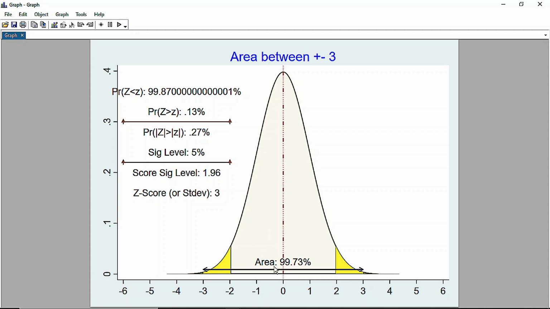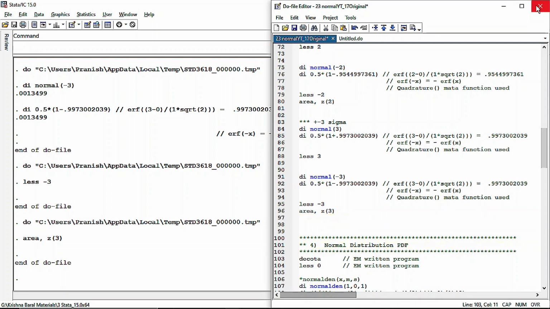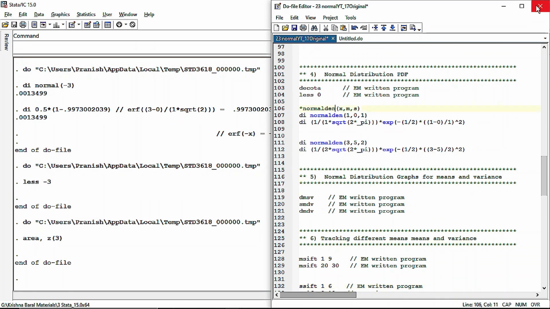It is almost 100%. That is why we call it six sigma: plus 3 sigmas towards the right and -3 sigmas towards the left. So this six sigma is covering almost all the area of this distribution, the normal distribution. Now let us see about the PDF of the normal distribution.